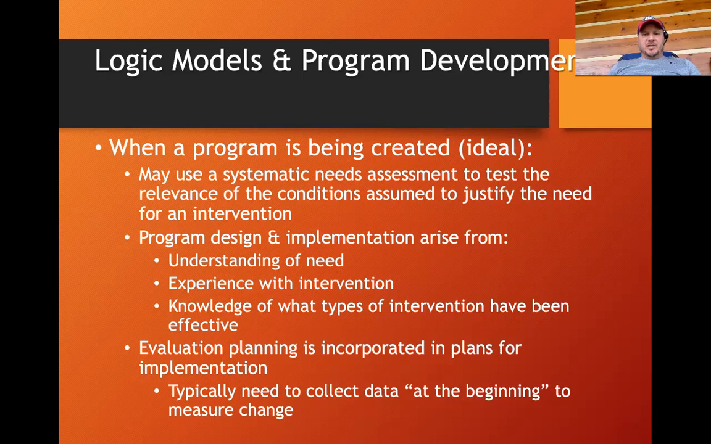And your design and implementation of a program arise from both your understanding of the need, of the conditions, but also experience with the intervention and knowledge of what types of intervention have been effective. So you need to balance the science with the context. Earlier in the semester I drew kind of a Venn diagram. On one side we have generalizable science that tells us what works, and on the other hand we have the community context, and what we want to do is make sure that our program considers both of those things.